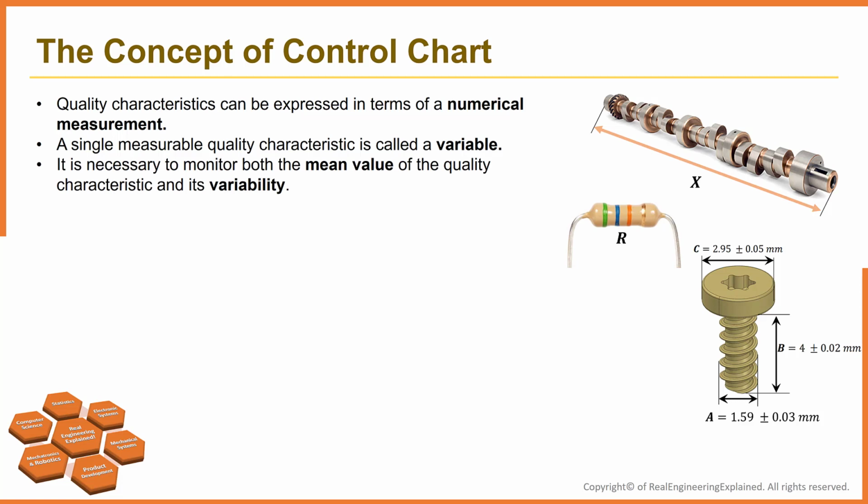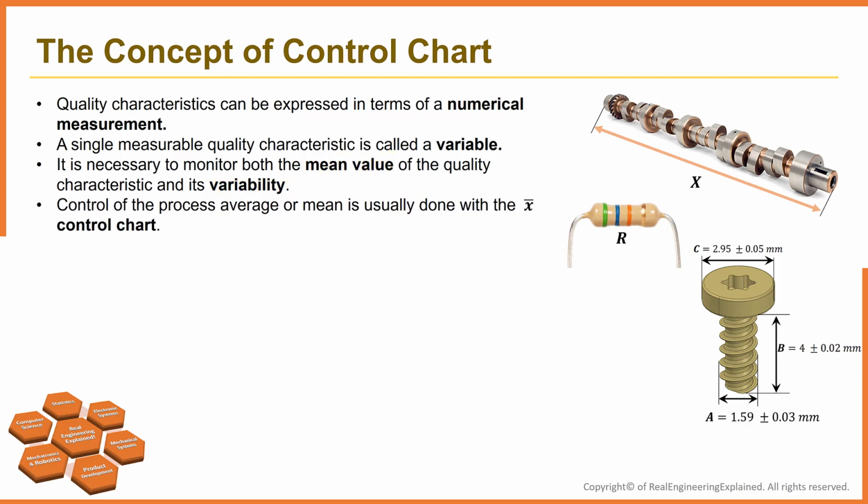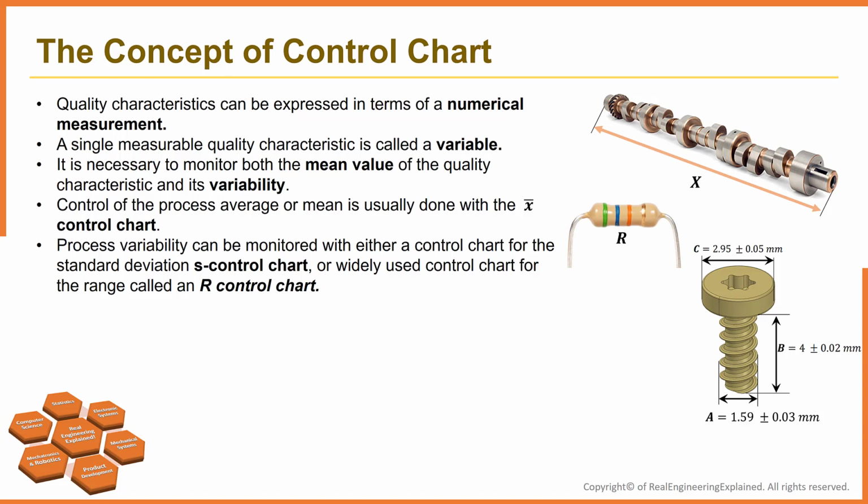When dealing with a quality characteristic as a variable, it is usually necessary to monitor both the mean value of the quality characteristic and its variability. Control of the process average or mean is usually done with the Xbar control chart. Process variability can be monitored with either a control chart for the standard deviation, called the S control chart, or a control chart for the range, called the R control chart. The R control chart is more widely used.